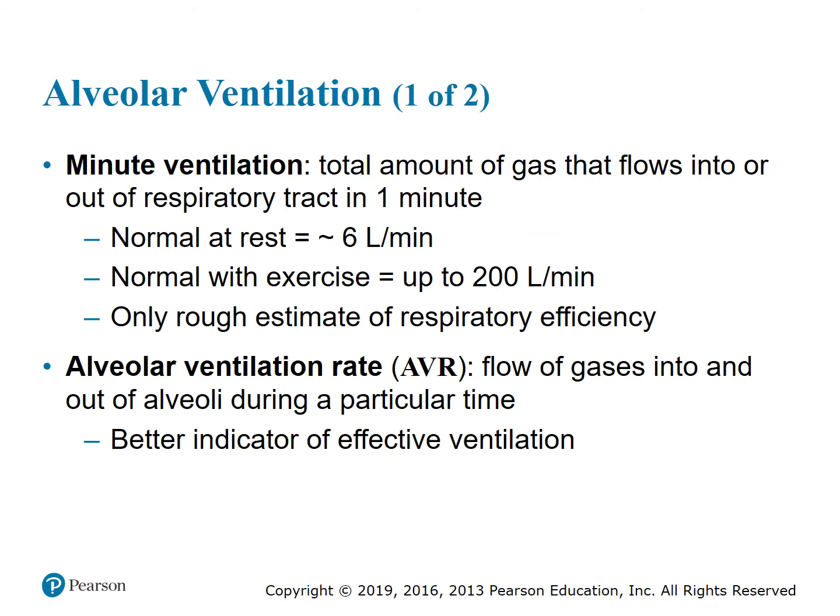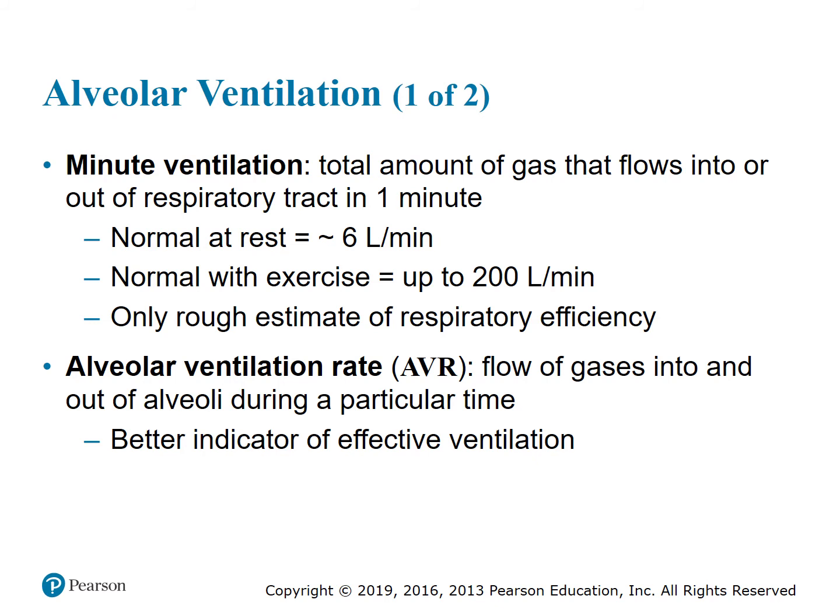Alveolar ventilation. Minute ventilation is the total amount of gas that flows into or out of the respiratory tract in 1 minute. Normal at rest is approximately 6 liters per minute. Normal with exercise is up to 200 liters per minute. It's only a very rough estimate of respiratory efficiency.